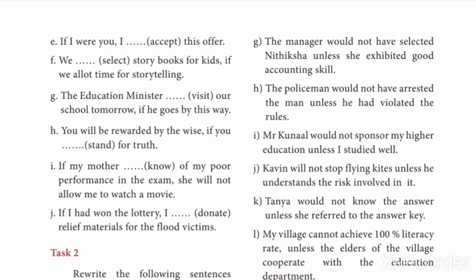Coming to the next one, K. Tanya would not know the answer unless she referred to the answer key. So we have to replace unless with if. When we do so, the verb after it, that is the verb referred, has to be converted into a negative one. For this, we have to see the verb in the main clause, that is would not know here. It indicates that it is in second conditional. So, we have to rewrite the sentence like this. That is, Tanya would not know the answer if she did not refer.